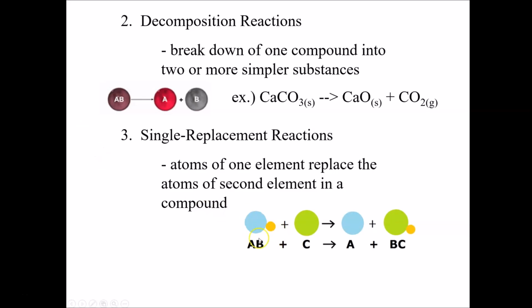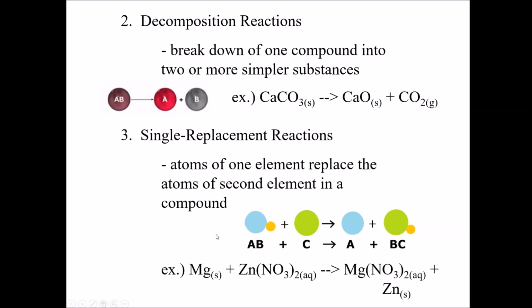So for example, here's my compound, AB. Here's my single element. So the single element here can go in and replace one of those two. And then it takes that place, and the other element gets kicked out. So in this case, the C element here kicks the A element out, and now C goes with B, and A is now by itself. Okay, so single replacement, a single element replaces one of the elements in a compound.